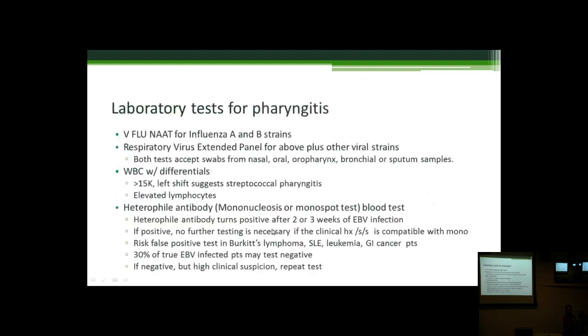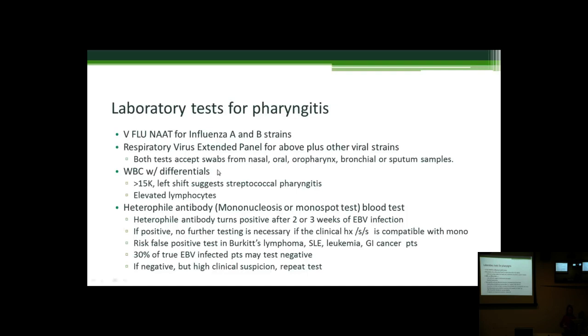Now, laboratory testing for forms of pharyngitis. I just learned this the other day, but there's a very special collection vial for isolating the influenza virus, called a V-Flu-Nat, to test for influenza A and influenza B. If they're looking for some other viral strain, they can still use the same vial, but indicate to the lab that they're looking for anything other than influenza A or B, and they'll do additional panel testing for other viruses.